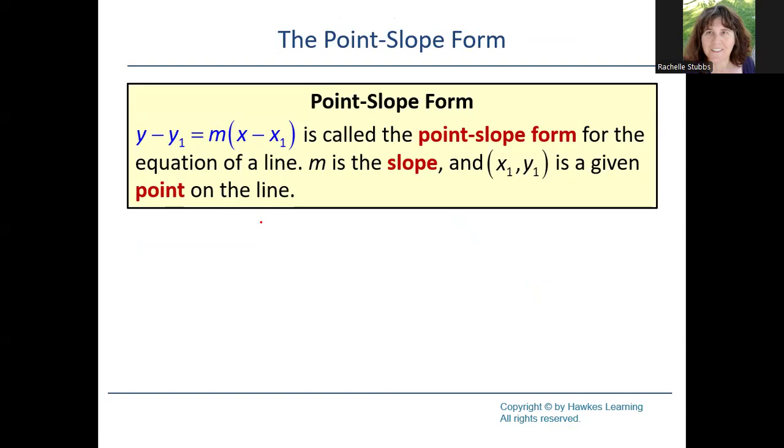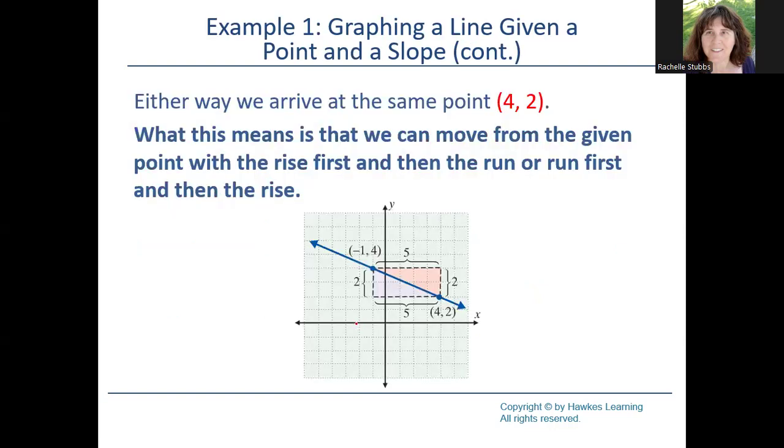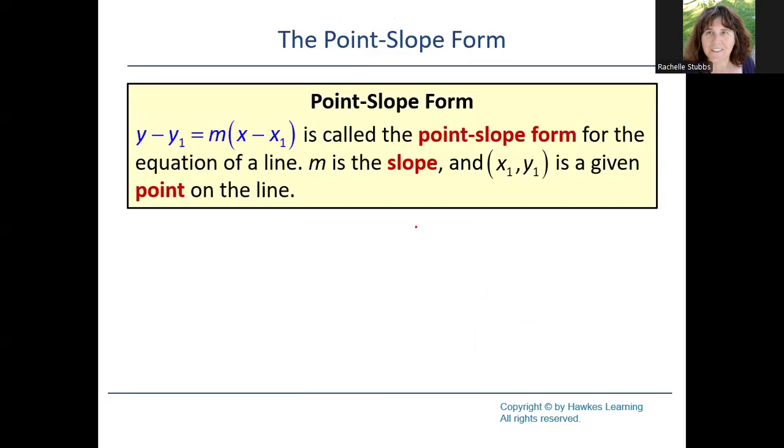Now, let's go back here. So here they went over 5, down 2, or you could go down 2, over 5, as long as one was a positive direction and the other was a negative direction. Okay, because our slope is negative and it is slanting in the negative direction, so we did that right. So let's begin with the next one.